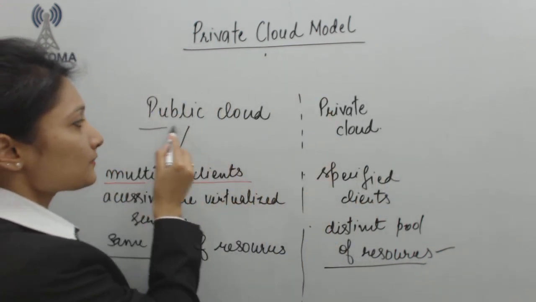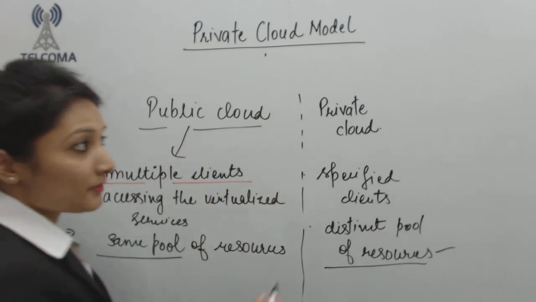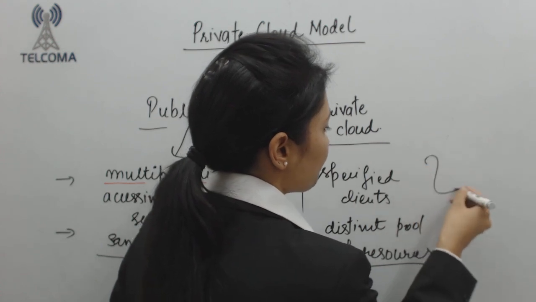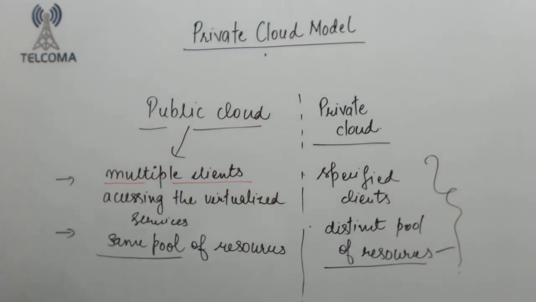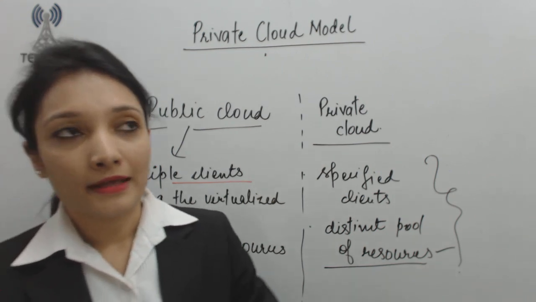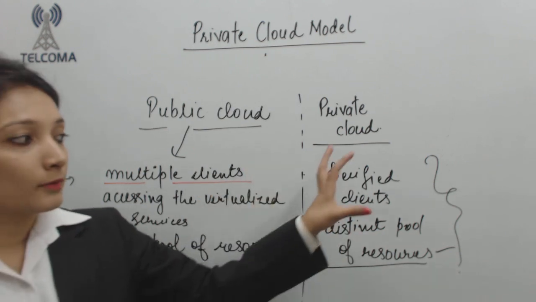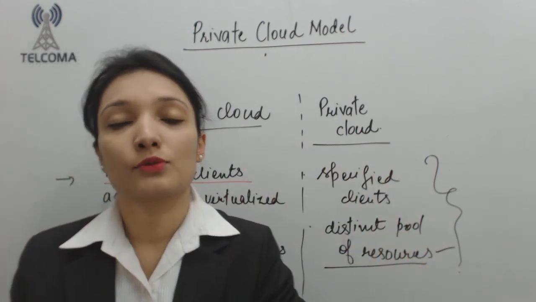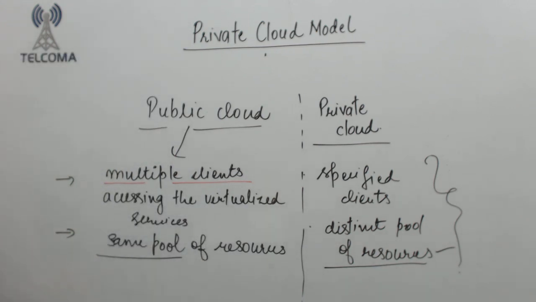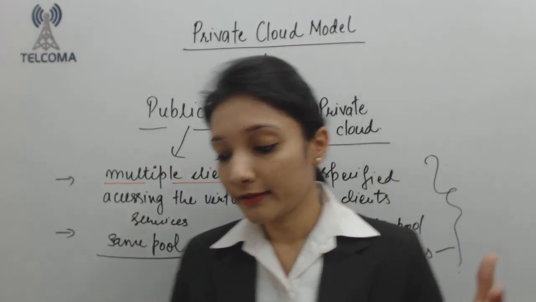So the public cloud is providing the services for public access, and the private cloud is providing the services for a particular organization. They can be managed internally or by some third party, but they will be available only for the specified clients with a distinct pool of resources. That means a separate pool of resources, whereas in the case of public you will have a number of clients sharing the same virtualized servers across the public network.